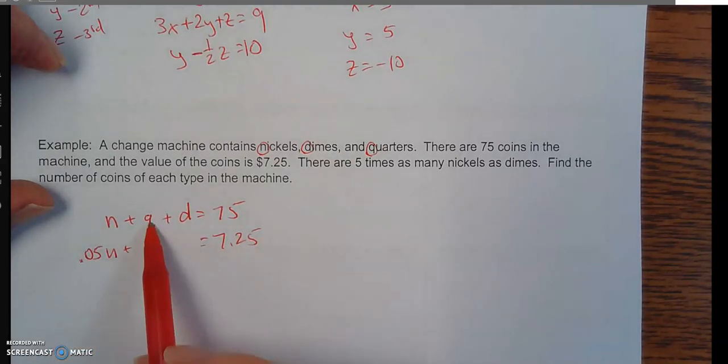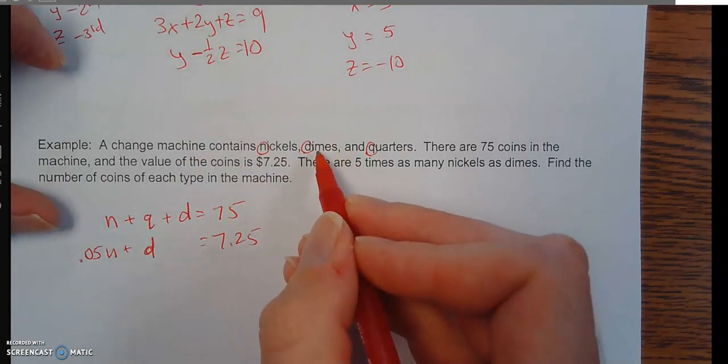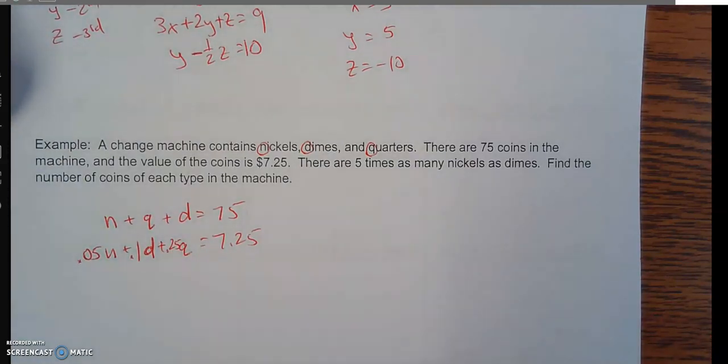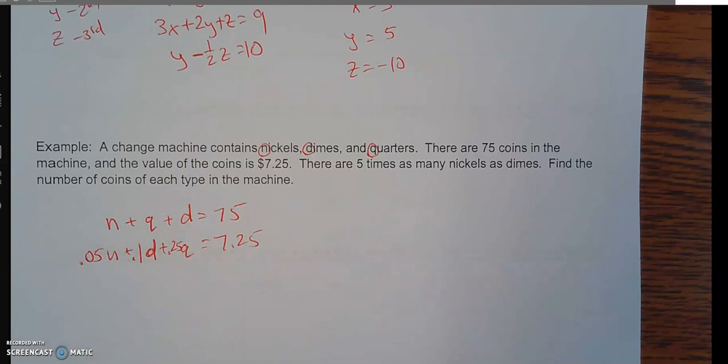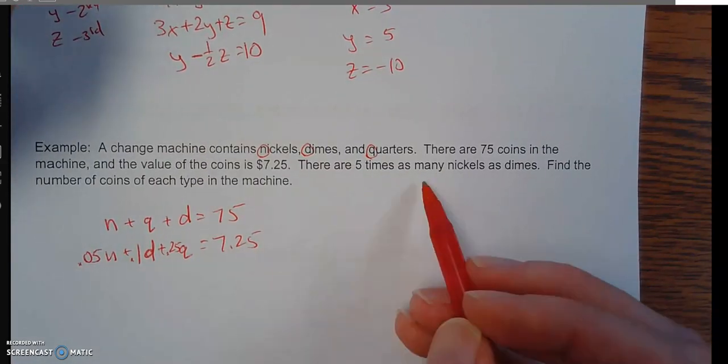I'm not sure why I put quarters and dimes in that order for it. Dimes are worth 0.1, and then quarters are worth 0.25. Okay, so all have to do with value. There are 5 times as many nickels as dimes.